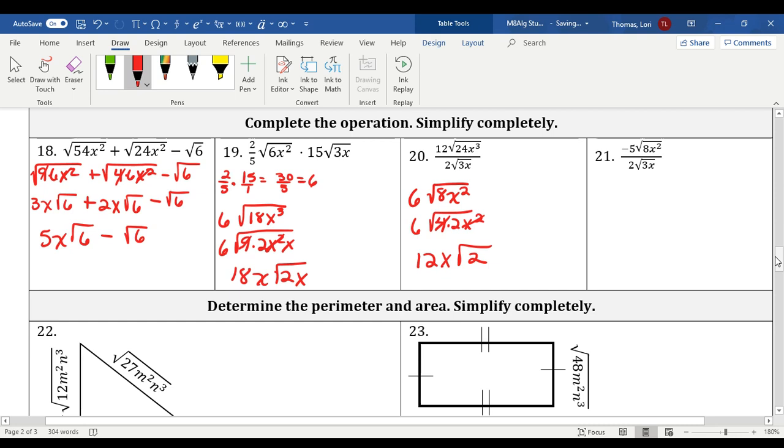Okay, on 21, 3 can't go into 8, but we can simplify the x's, and we can divide negative 5 by 2, but we're just going to leave that for right now. So I'm going to say negative 5 over 2, and then we have radical 8x over radical 3. I just simplified the x part. Now we have to rationalize the denominator.